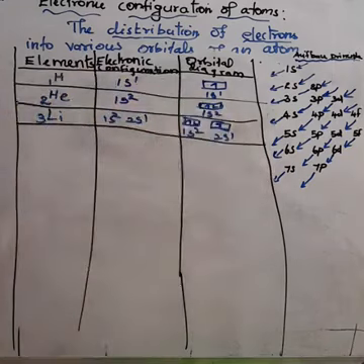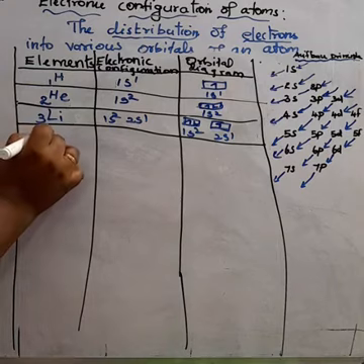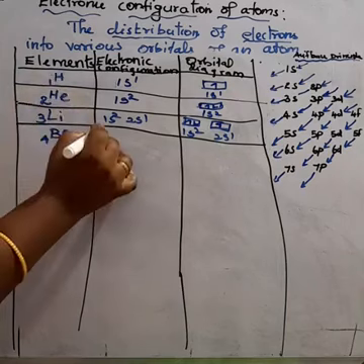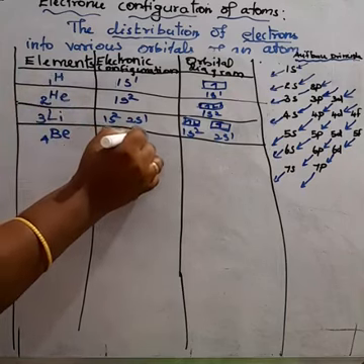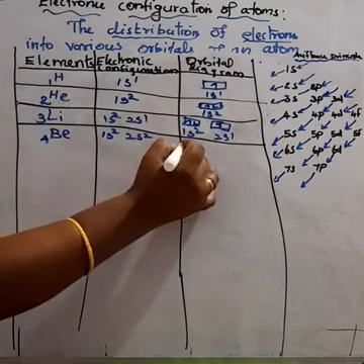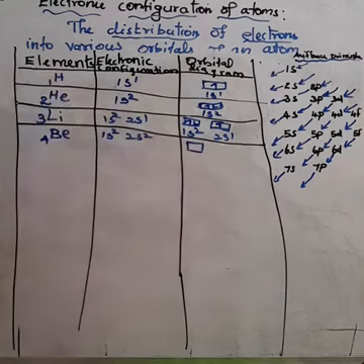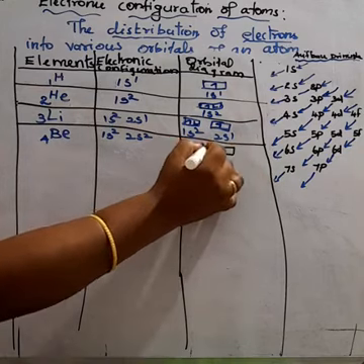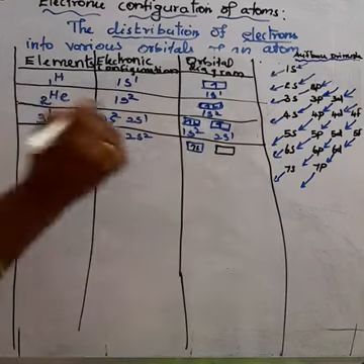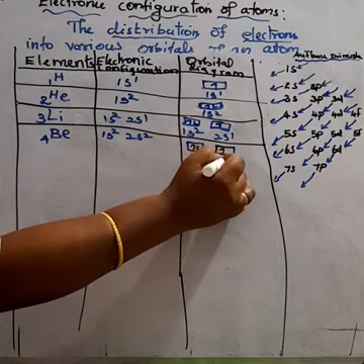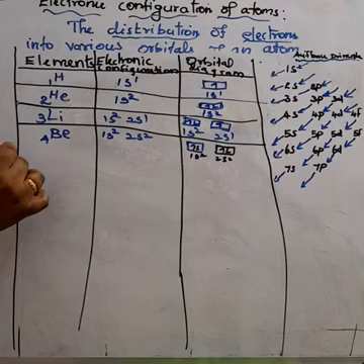After that, beryllium. What is the atomic number of beryllium? Atomic number 4. So what is the electronic configuration? 1s2, 2s2. How will you draw the orbital diagram? First the 1s orbital with 2 electrons, one up spin and the other down spin. After that we draw the 2s orbital, first up spin and then down spin. 2 electrons are there.